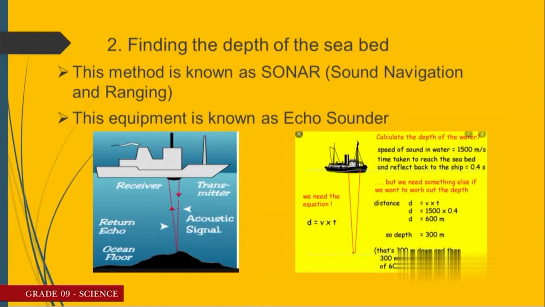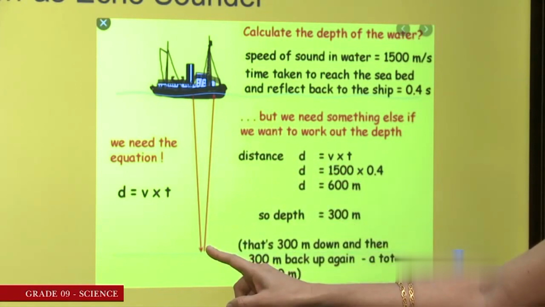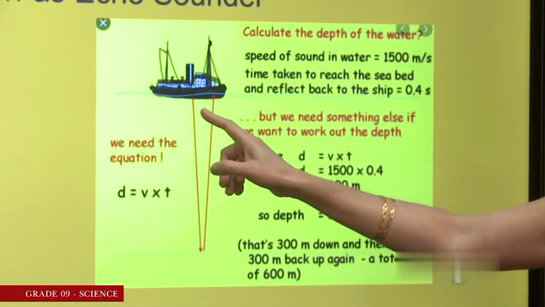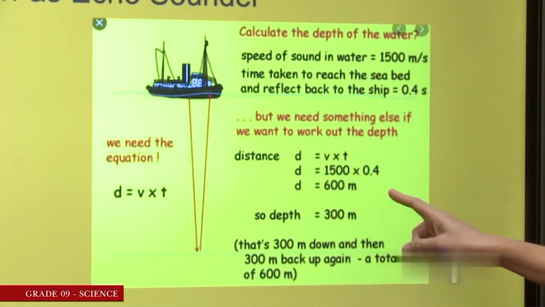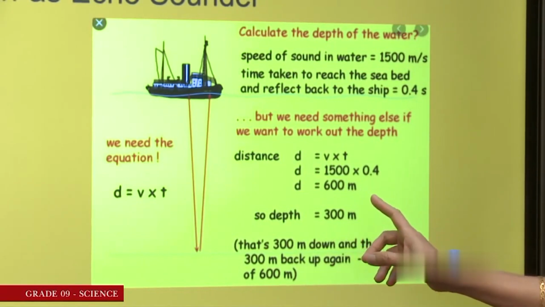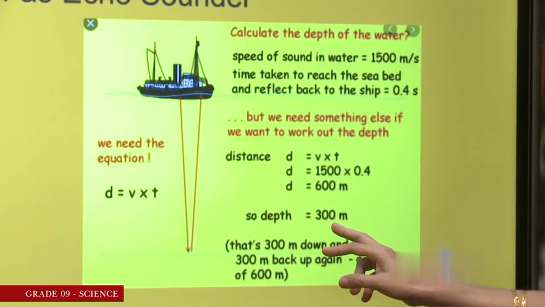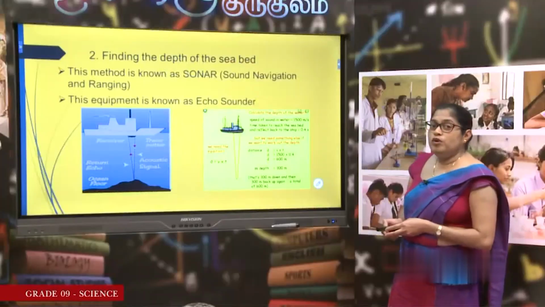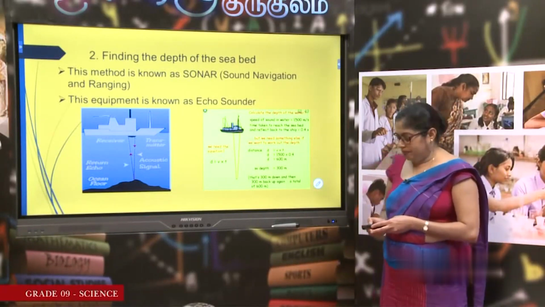So, this is not the depth of the sea. This is the distance travelled by ultrasound wave from the bottom of the ship to the bottom of the sea and from the bottom of the sea to the ship again. So, to get the depth of the sea bed, you have to divide 600 by 2, so that you will get the depth of the sea as 300 meters. So, using sound reflection, you can find the depth of the sea.